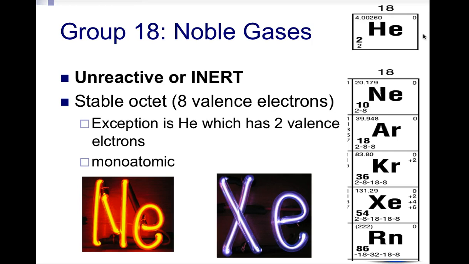Group 18 are noble gases. They are unreactive, or as we like to call it, inert. They have a stable octet, which means they have 8 valence electrons. The exception is helium, which has 2 valence electrons. They are also monatomic, which means they occur alone.